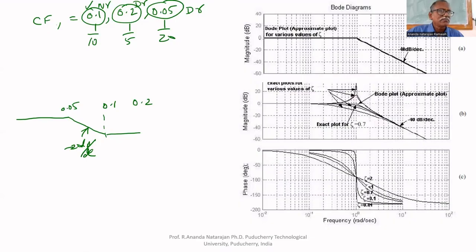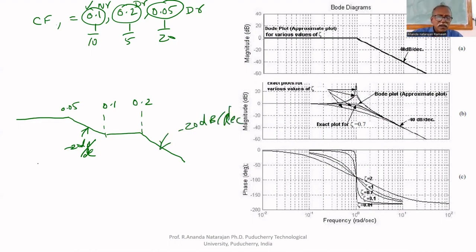At 0.1, it is in the numerator. Therefore, after that, it becomes horizontal. Again, after 0.2, there are two terms in the denominator and one in the numerator. That's why plus 20 and minus 20 get cancelled, and minus 20 is left. Therefore, it decreases from 0.2 at the rate of minus 20 dB per decade. That's all.